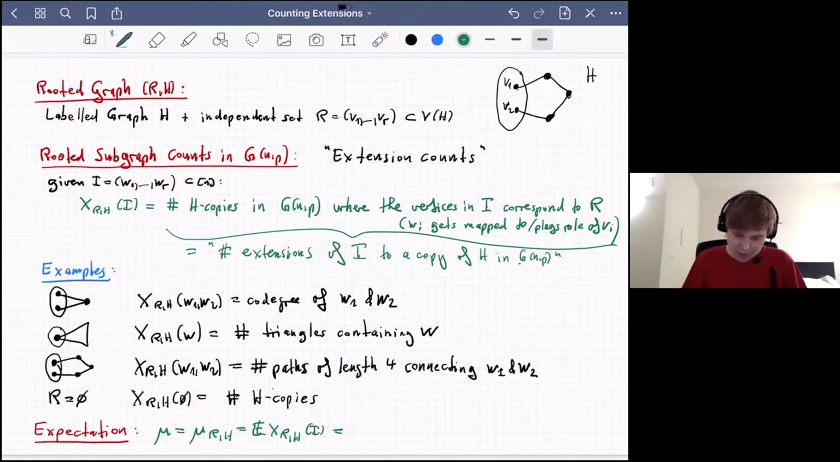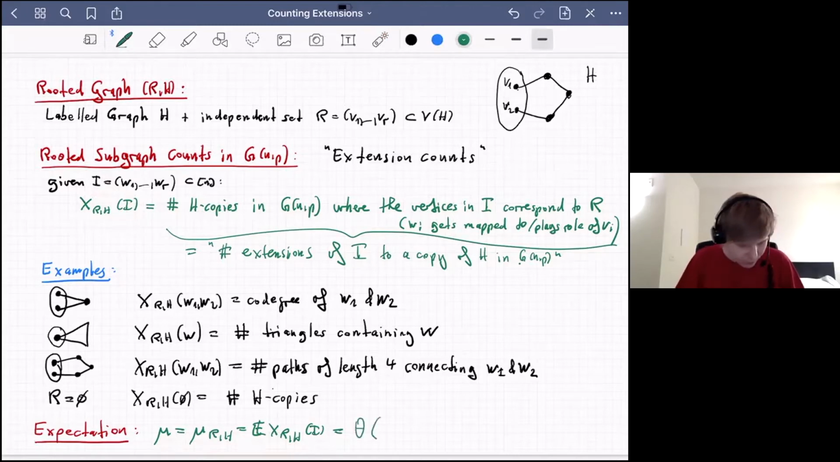Just to maybe get used to this random variable, let's quickly try to calculate what the expected value here actually is. Note that by symmetry, it does not matter which particular set I you're choosing here. For every possible choice I, the expected value of this random variable will be the same in the random graph. And so what is the expected value?